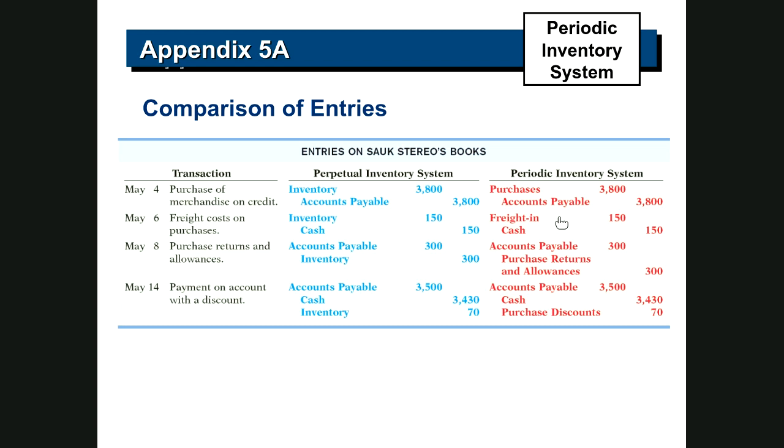Okay? In the case of a purchase return, we debit accounts payable and credit inventory. In the periodic system, we debit accounts payable and we credit purchase returns. So instead of inventory, we record it in purchase returns. When we get a discount in the perpetual inventory, we debit accounts payable and we credit cash and inventory. You remember we made this entry, right? In the periodic inventory, instead of inventory, we record that to purchase discounts. Okay, we record that to purchase discounts. This is the difference between the two.